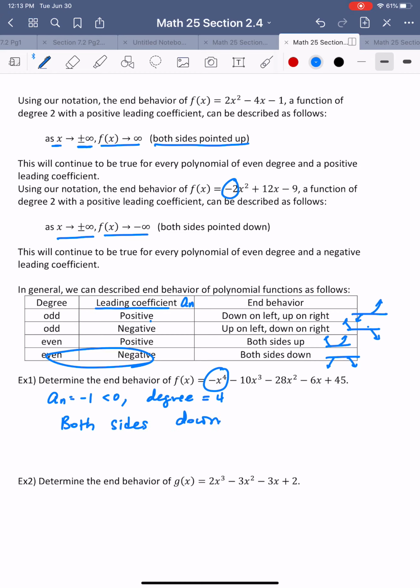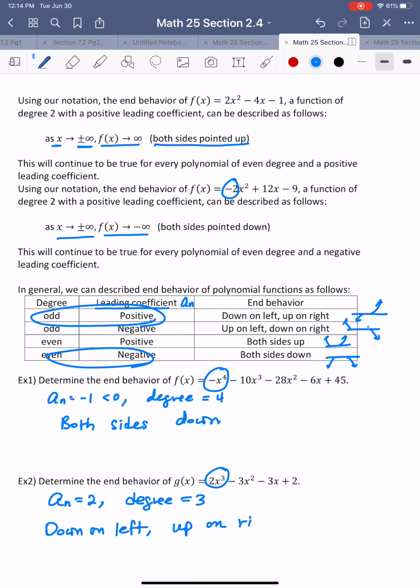Okay. Determine the end behavior of this one though. So a sub n is 2, and then the degree is 3. So a positive leading coefficient with a degree of 3 means down on the left and up on the right. So when x approaches infinity, f of x also goes to infinity, and when x goes to negative infinity, f of x goes to negative infinity for this case, okay?